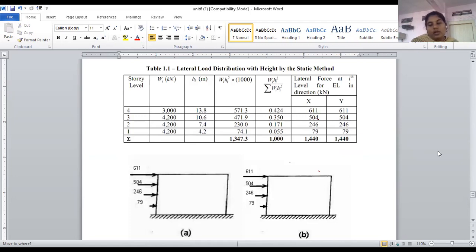I will wait for 2 minutes. Write down this table as 1.1, and also plot the figures which show the variation of these seismic forces as per the story height.